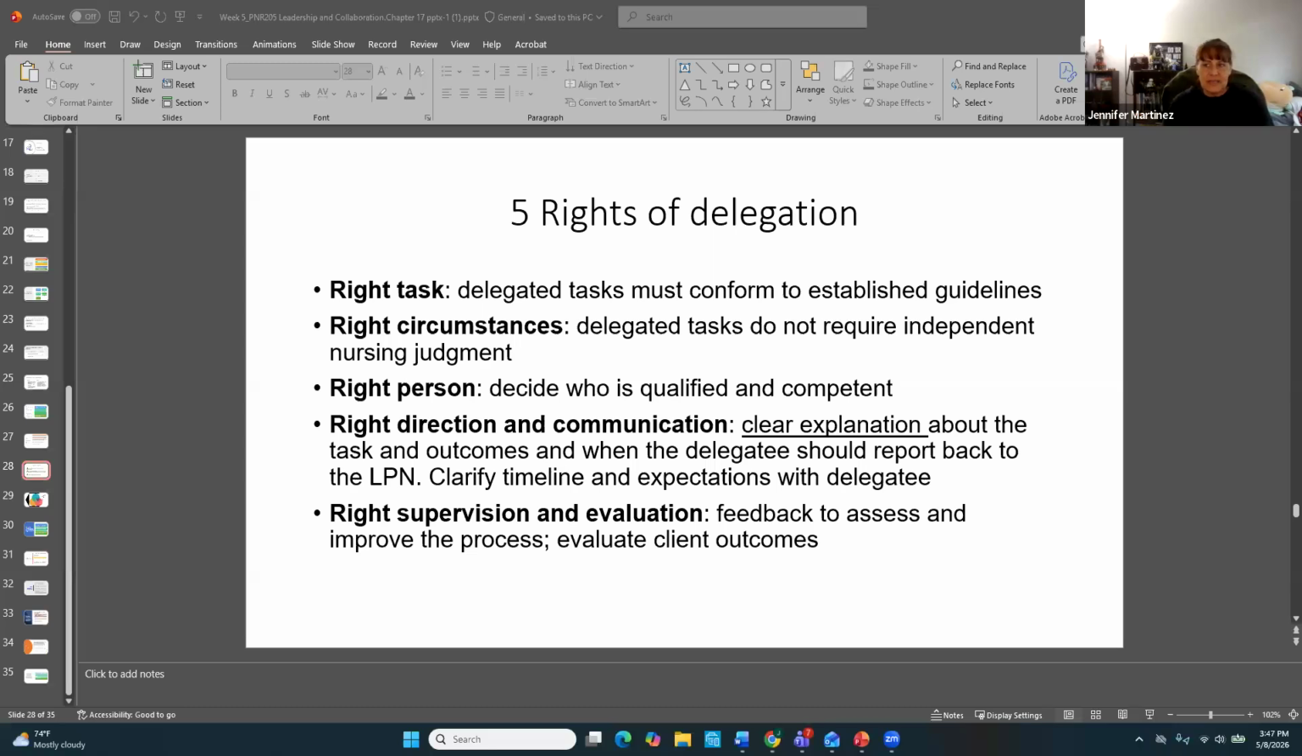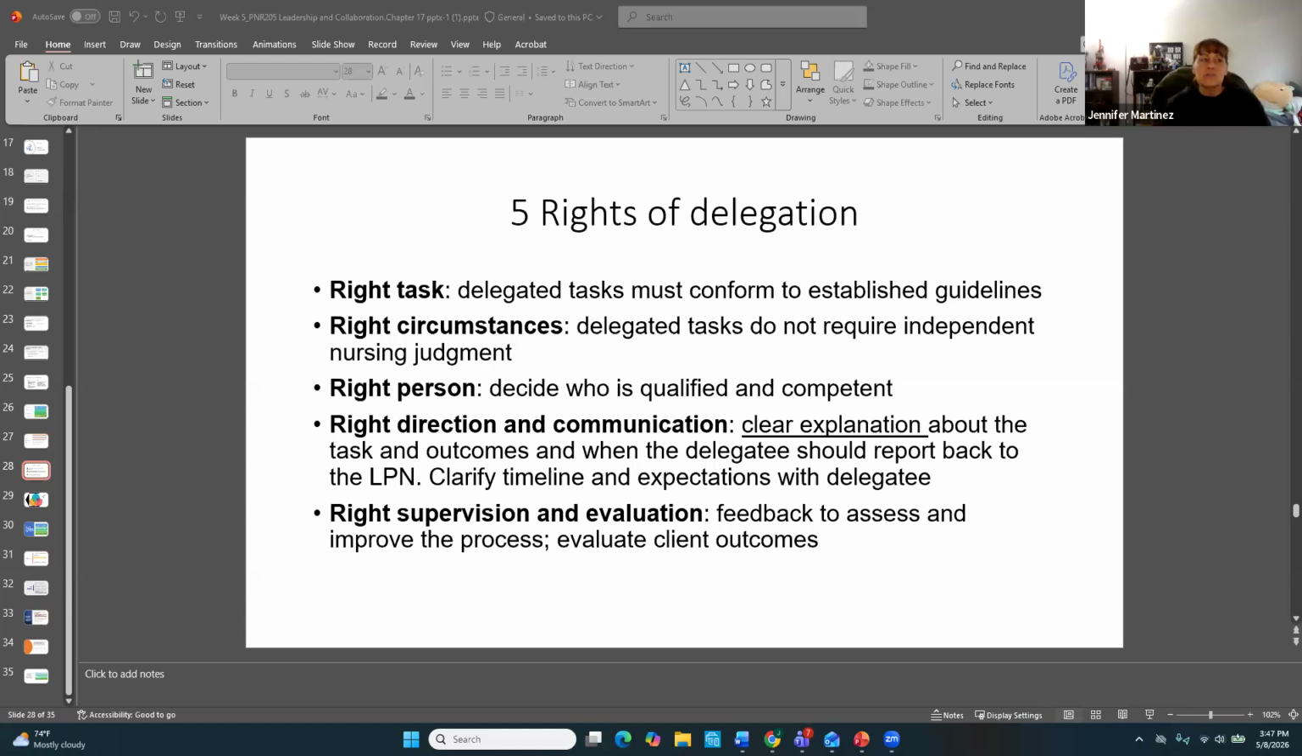The right circumstances. When we look at the right circumstances, you have to assess your client before you delegate a task. The resident has to be stable. You cannot delegate a task to an unstable client. Those delegated tasks do not require independent nursing judgment. You are simply asking them to perform a task and bring information back to you. Your nursing assistants are not trained to make independent nursing decisions.